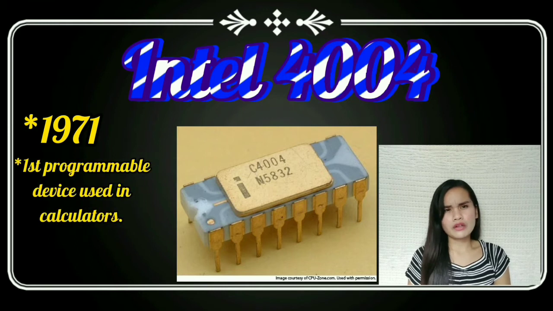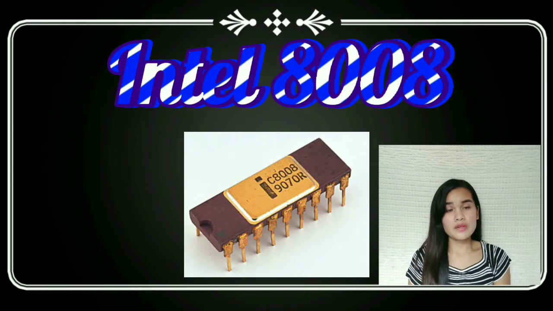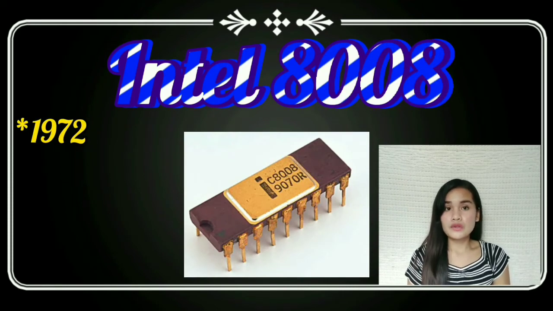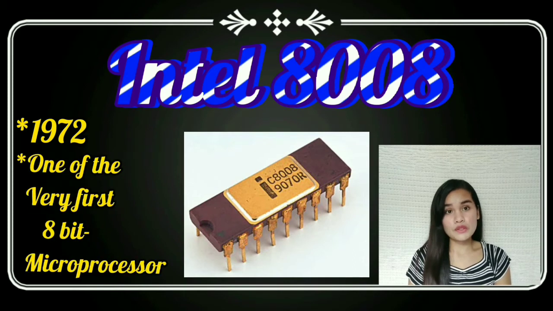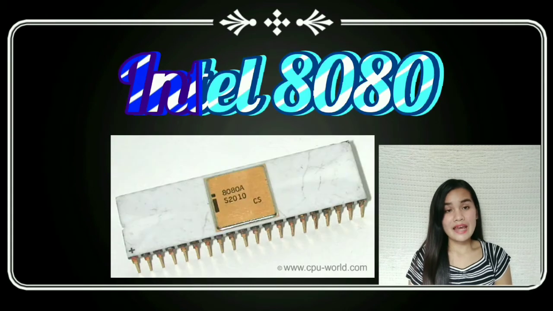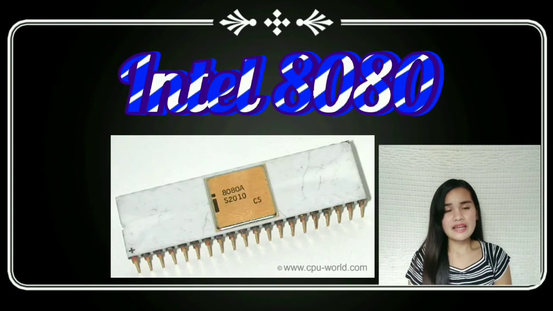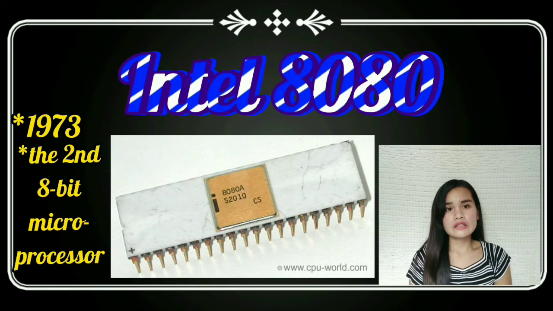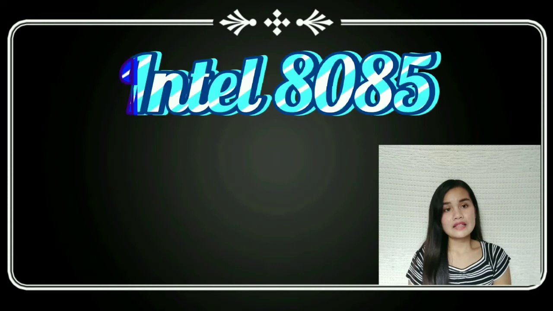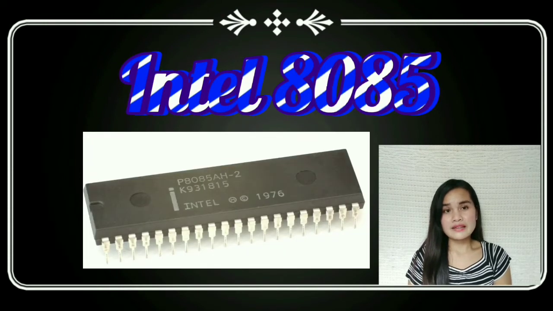This is the first programmable device, used in calculators, and also one of the smallest microprocessors designed. Next is the Intel 8008, introduced in 1972 and also used in calculators. This is one of the very first 8-bit microprocessors, released in 1972, and it is the 8-bit version of the Intel 4004. Next is the Intel 8080, introduced in 1973, and it was the second 8-bit microprocessor. Next is the Intel 8085, introduced in 1975, the 8-bit microprocessor version of the 8080.